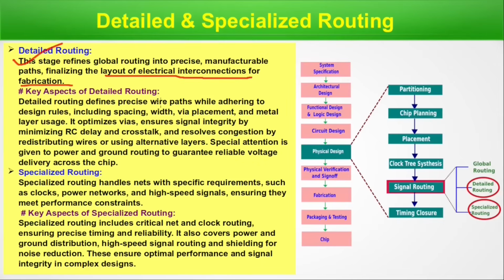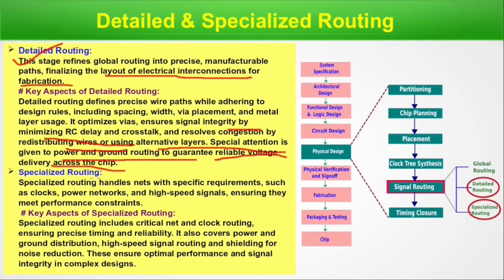Key aspects of detailed routing. Detailed routing defines precise wire paths while adhering to design rules, including spacing, width, via placement, and metal layer usage. It optimizes wires, ensuring signal integrity by minimizing RC delay and crosstalk, and resolves congestion by redistributing wires or using alternative layers. Special attention is given to power and ground routing to guarantee reliable voltage delivery across the chip. These are the key aspects.